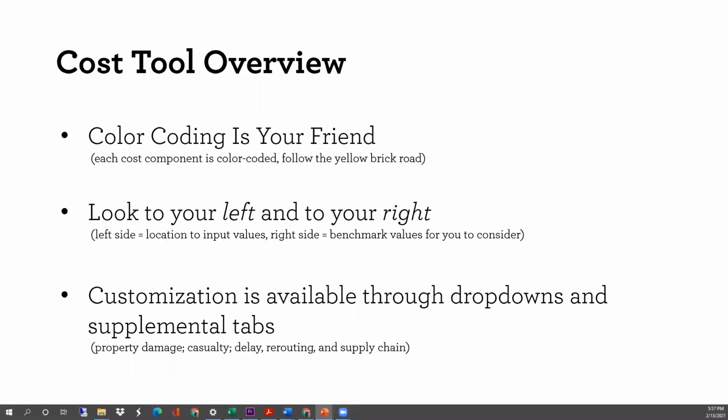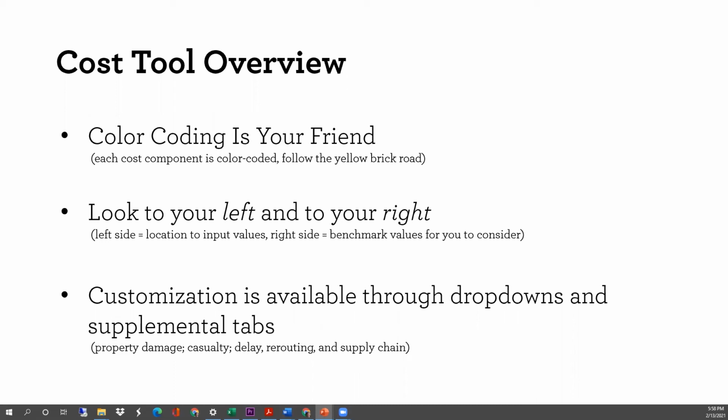So putting it together, here are the things to remember for the cost tool. Color coding is meant to guide you through the numerous components of the cost tool. Each cost component is color coded. Also remember the Wizard of Oz saying, follow the yellow brick road. The yellow cells will be locations where you can input values.